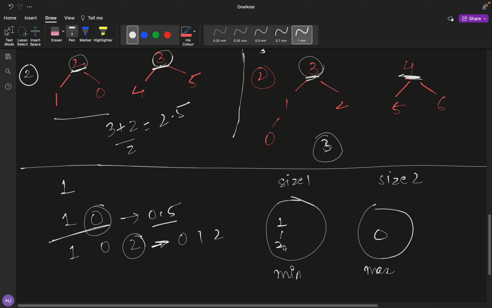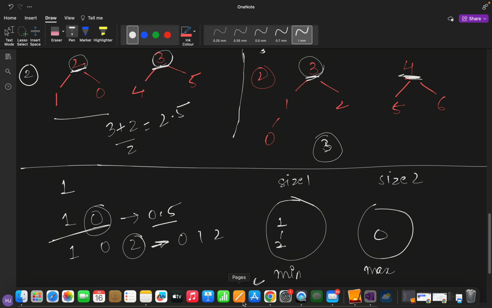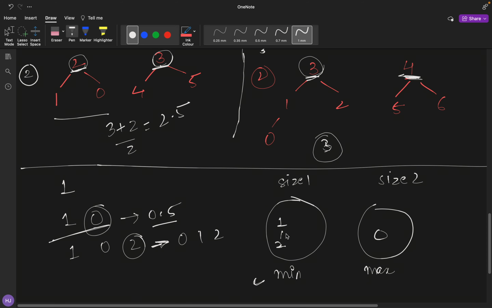So till here the minimum element that I would get is 1, and since the sizes of both of these heaps are unequal, I will basically take the top of the heap which is greater in size, right? So in this case my min heap has a size greater than max heap. My size 1 is greater than size 2, so I will simply take my 1 as my median, right? Because at this point we have correctly placed our 2 in the min heap. That's what my point is.